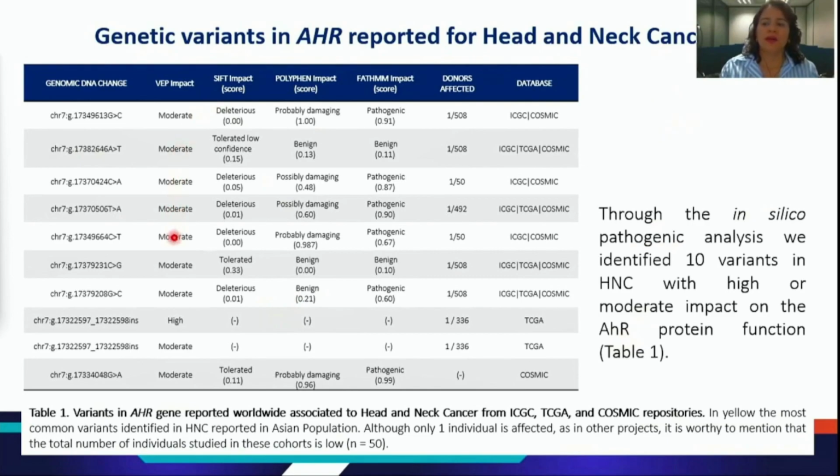Through the in silico analysis, 10 of the 19 variants reported in head and neck cancer patients have moderate or high impact, which could influence the function of the protein. 2 of these variants are insertions and 8 are single nucleotide polymorphisms.